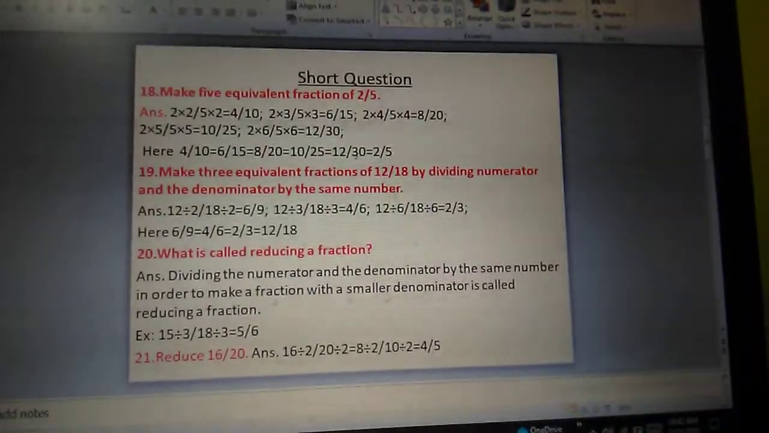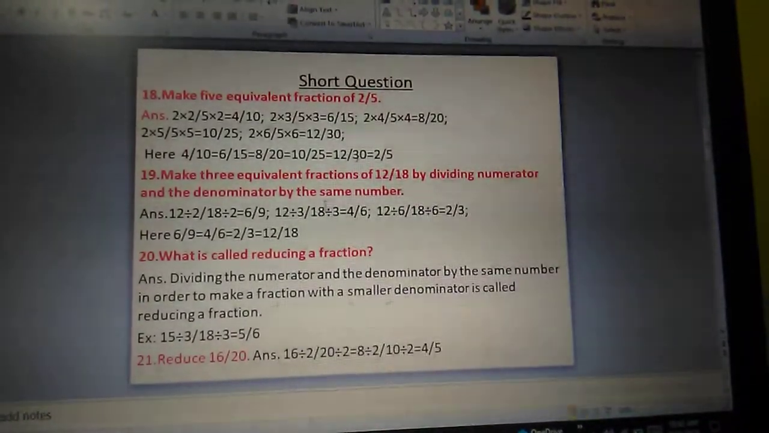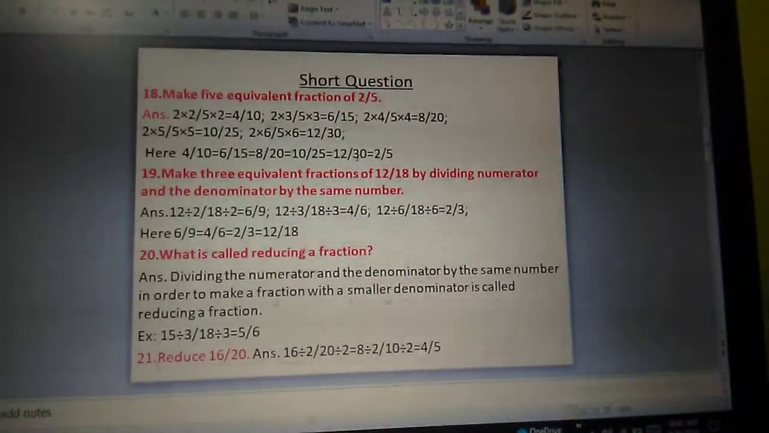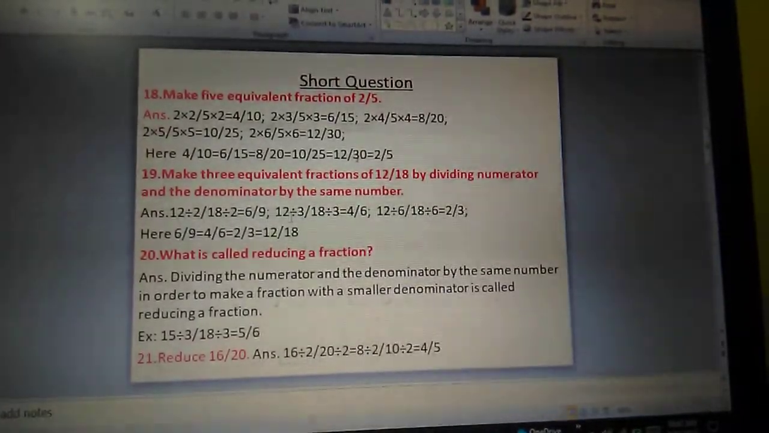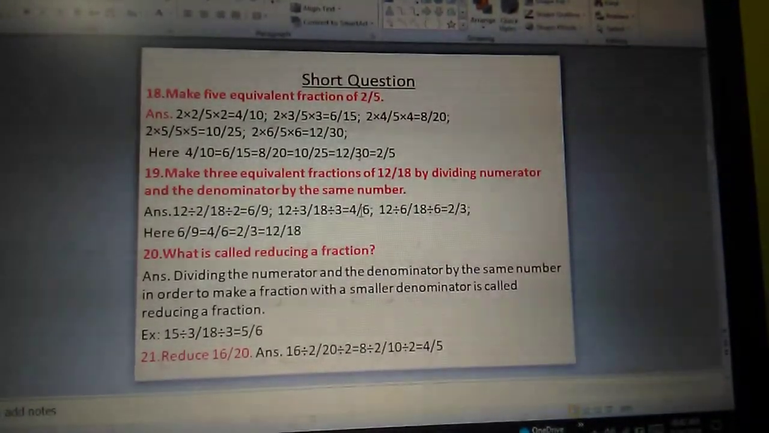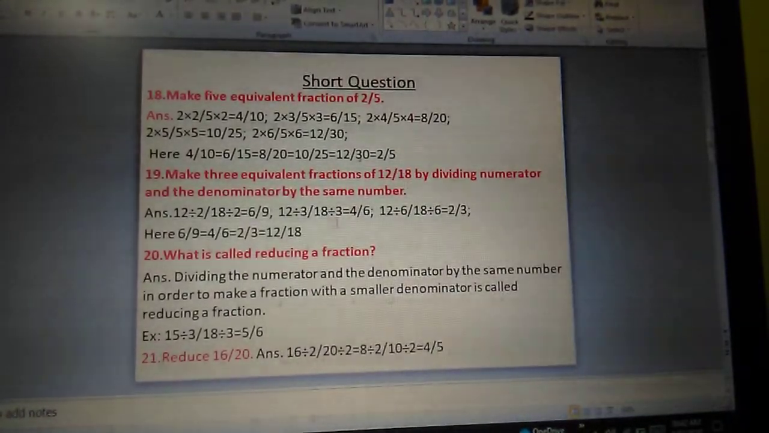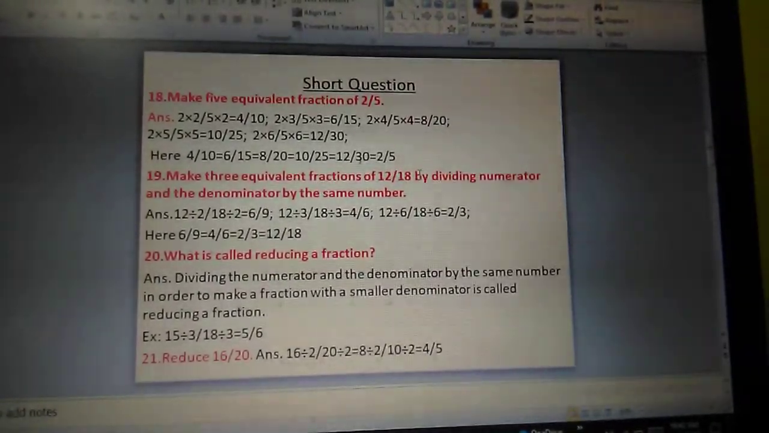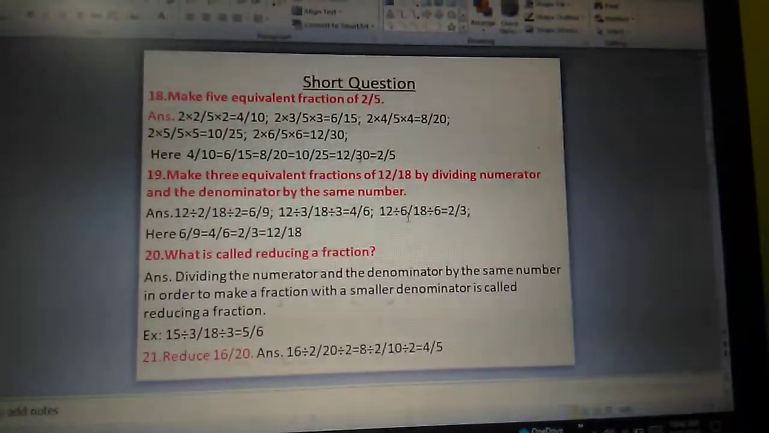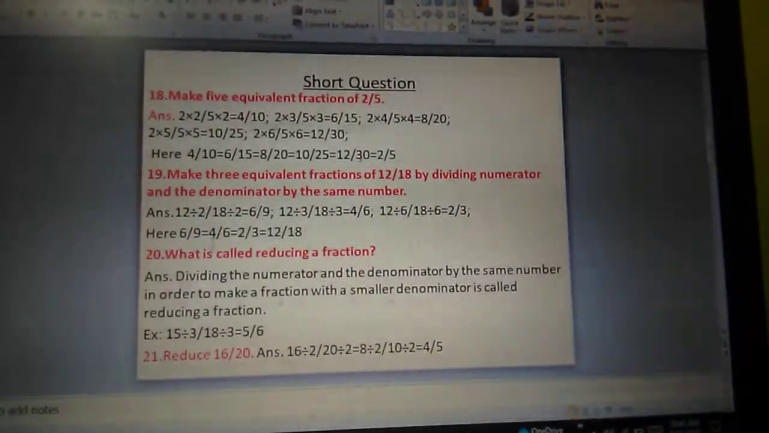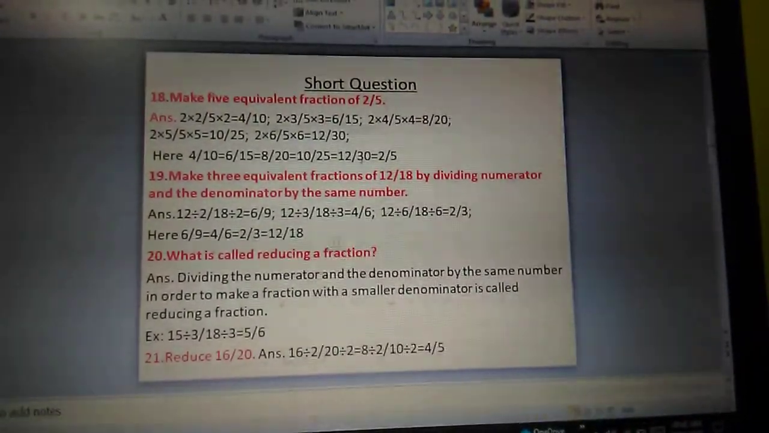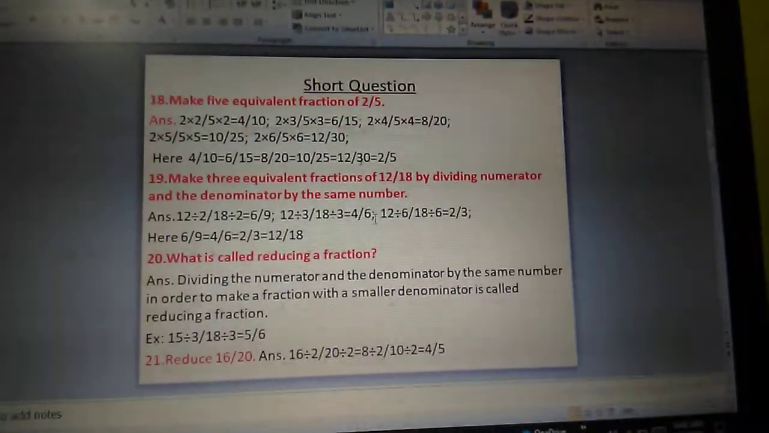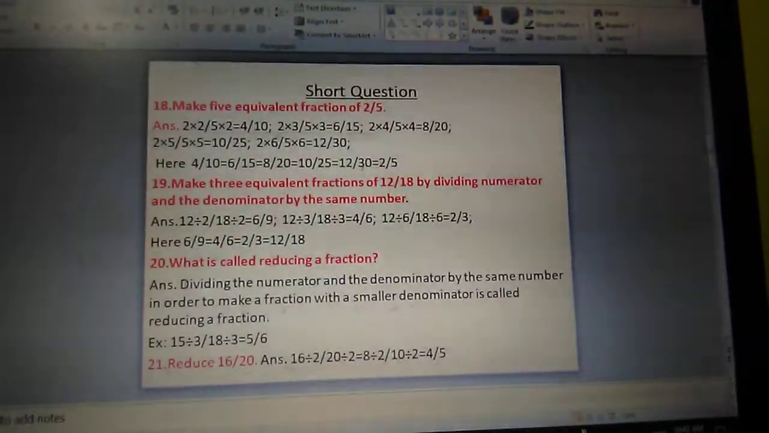Make 3 equivalent fractions of 12 by 18 by dividing the numerator and the denominator by the same number. We have to divide the numerator and denominator by the same number. At first we divide by 2, then we divide by 3, then we try to divide by 4. By 4 we cannot divide because we can divide 12, but we cannot divide 18, so we divide it by 6. In that way we got the 3 equivalent fractions. So in that way you can get the equivalent fraction also.